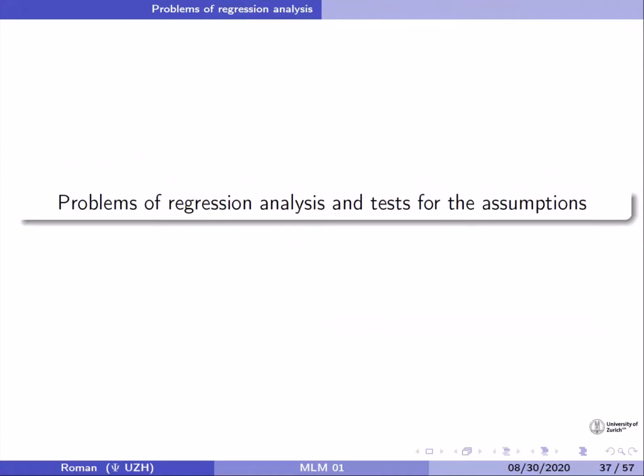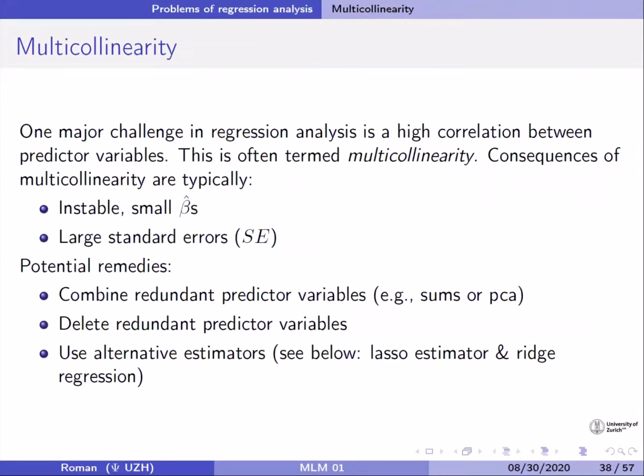Let's talk about some problems of regression analysis and tests for their assumptions. One major challenge in regression analysis is a high correlation between predictor variables. This is often termed multicollinearity. Consequences of multicollinearity include unstable or small beta estimates. When we say unstable here, we mean when testing with other samples, if the correlation is present, the estimate could change quite a bit. And large standard errors. Both of these are undesirable and will lead to problems in decision-making and in reproducing the results.